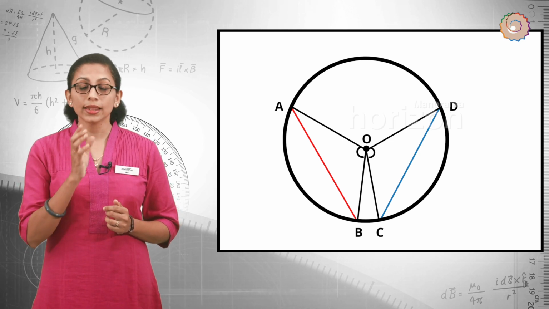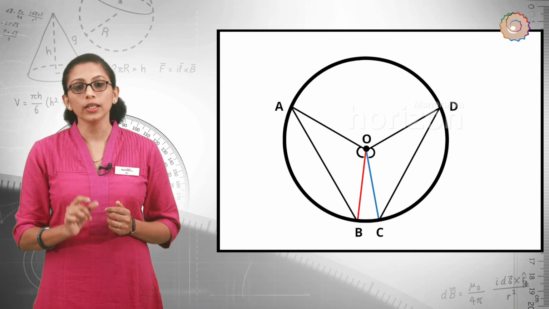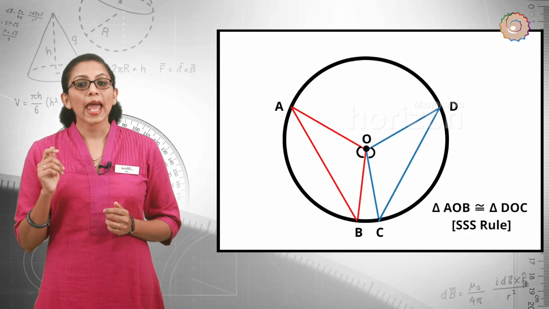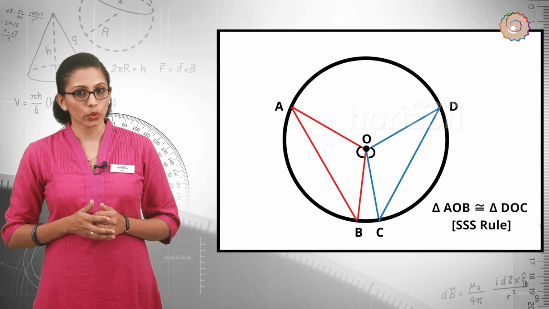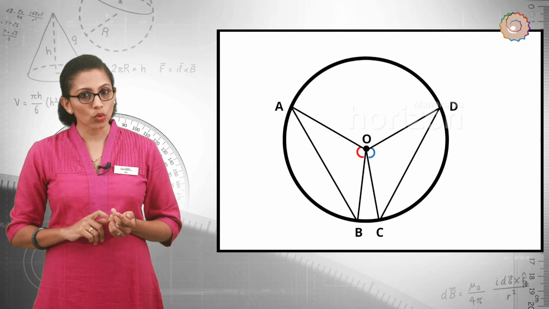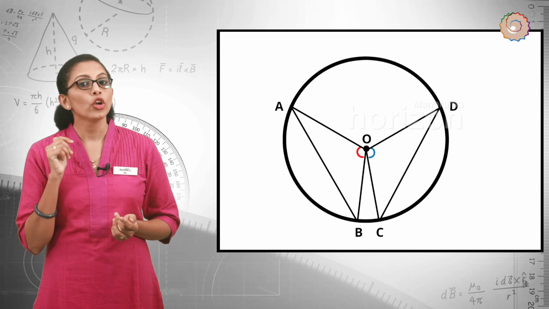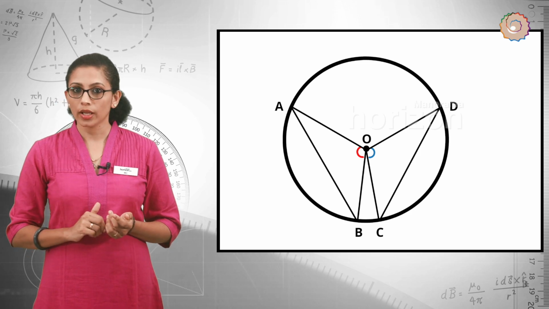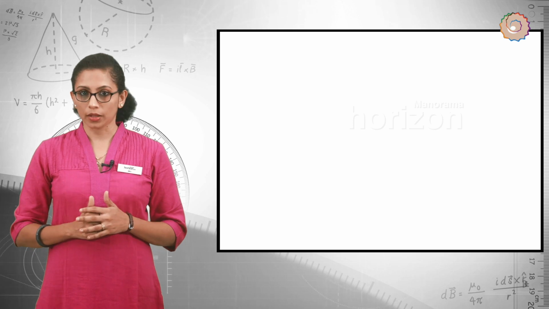So we can say the triangle AOB is congruent to the triangle DOC by SSS rule. SSS, that is side, side, side rule. Therefore, angle AOB is equal to angle DOC by CPCT, that is corresponding parts of congruent triangles are equal. Hence proved.